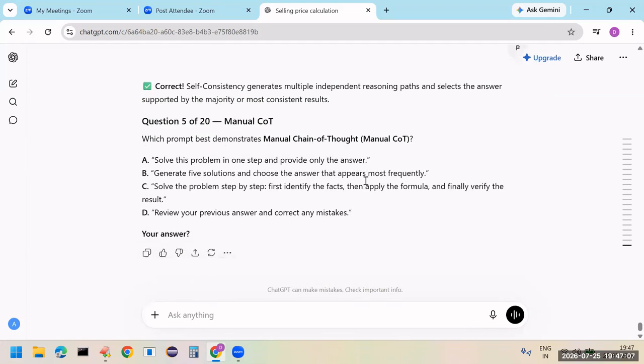Which prompt best demonstrates manual COT? Solve this problem in one step and provide the answer. Generate 5 solutions and choose the answer that appears most frequently. Solve the problem step by step. First identify the facts, then apply the formula, and finally verify the result. Review your previous answer and correct the mistakes. C. Yes, C, because manually we are providing the steps.